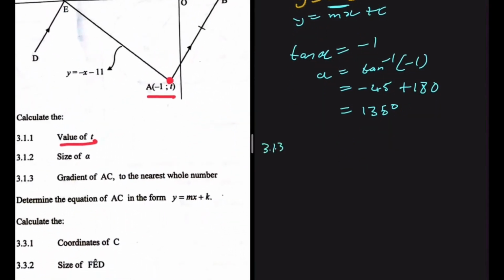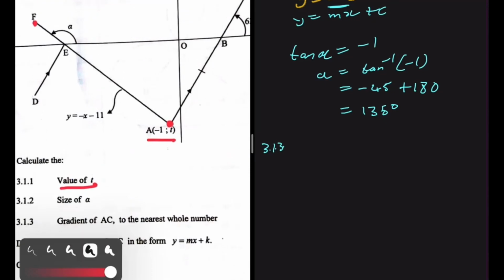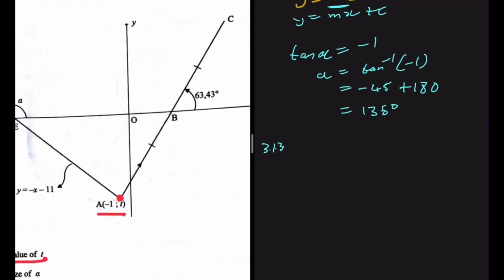So 3.1.3 is saying that let's calculate the gradient of AC. So we're looking for the gradient of AC to the nearest whole number. So here we're doing the opposite. We are given the angle and we are supposed to find the gradient, right? We're doing the same thing we did in 3.1.2, but now the variables are just switched around. So we can say that tan of theta is equal to the gradient. Instead of finding theta like we did in 3.1.2, here we're finding the gradient. So we're going to say that tan of our angle is 63.43 is equal to m.